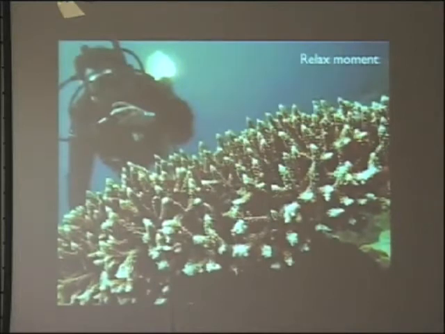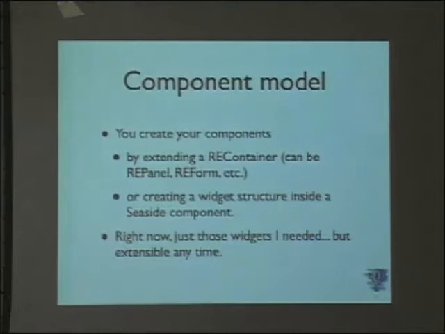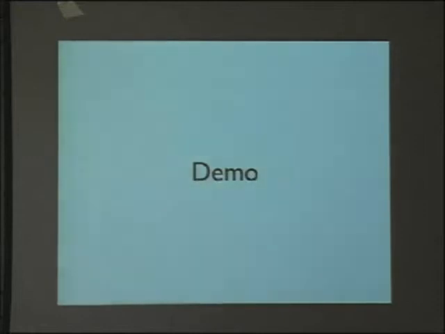Is it okay? Cool. Let's begin. Well, the component model works like this. You create your components by extending a container, which is a panel or a form or whatever you want, which contains widgets. And the widgets can be placed anywhere. Right now, there are not so many widgets because I don't need them, but almost every widget needed for making forms and basic input data is there. So this is the first demo where I show you a basic application of this.